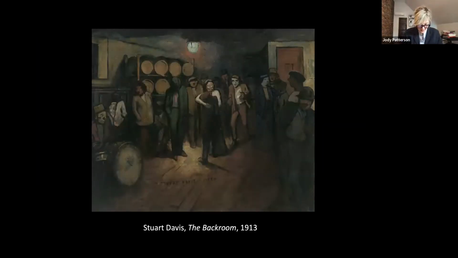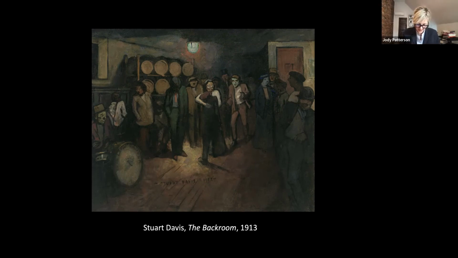In earlier works, such as The Back Room, and again, this is from 1913, so around about the time he was looking at European modernists in the Armory Show, Davis depicted musicians performing. Another thing I would point out, this is a remarkably early composition that includes racial integration. This is something that you just don't see as early as 1913.